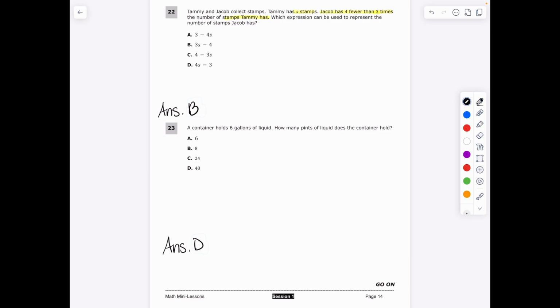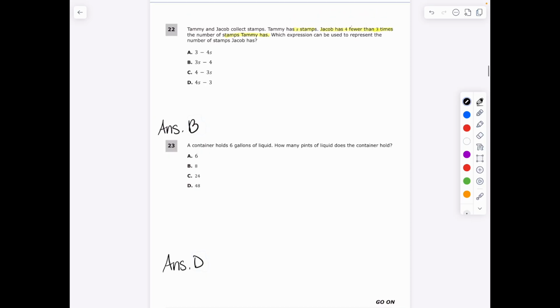So Jacob has 4 fewer. So I know that first part is just minus 4. Then 3 times the number of stamps Tammy has. I know Tammy has S stamps. So he has 4 fewer than. That means I'm going to do minus 4 and the 3S first, okay? Because it's 4 fewer than this number, so it has to come after.